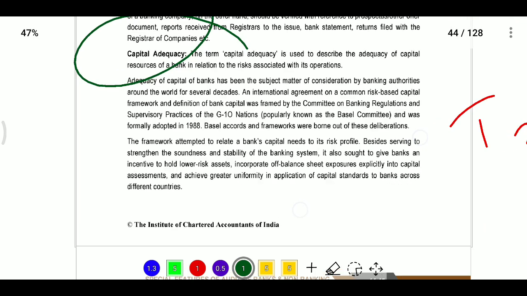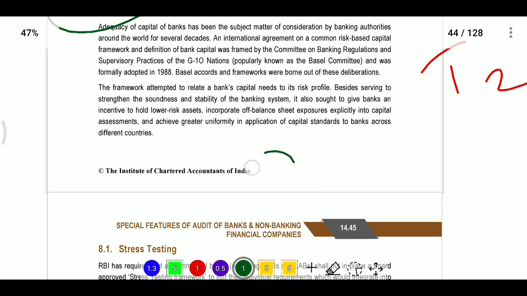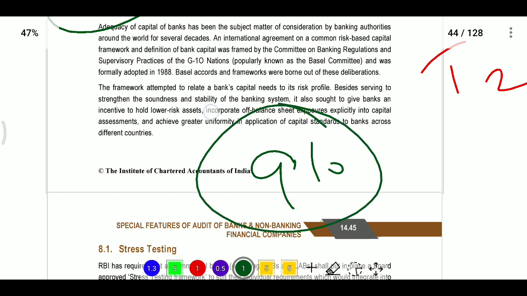So here we discussed mainly tier 1 and tier 2. Tier 1 consists of share capital plus reserves, and tier 2 consists of certain reserves and certain types of subordinated debts. Tier 1 will cover all losses; tier 2 does not cover all losses. The formula is eligible total capital funds divided by the risk weighted assets and off balance sheet items, and the bank must maintain 9%.